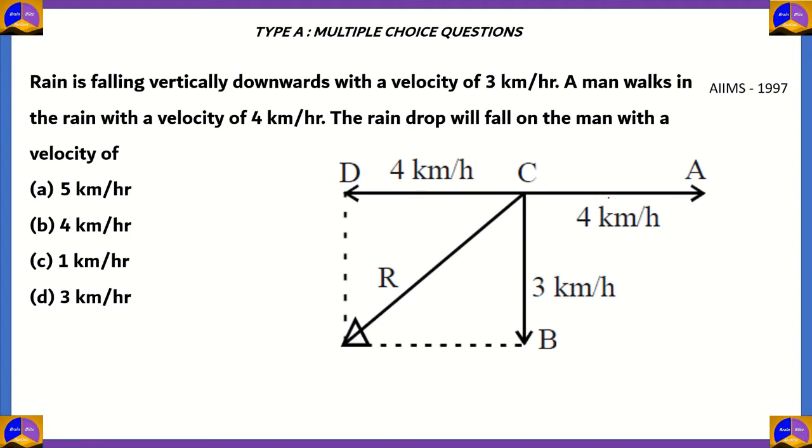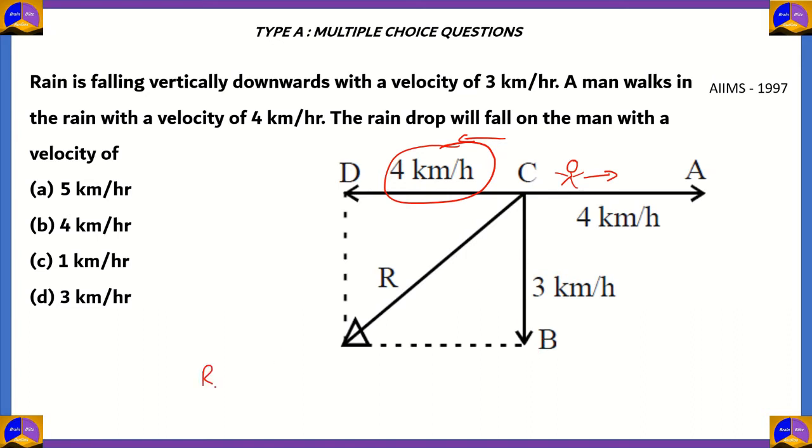Now, in order to find relative velocity, we subtract the same amount of velocity in the opposite direction. So we take the same amount of velocity in the opposite direction. Since the man moves in the direction CA, the relative velocity of the rain will be in the direction of CD. As you can see, CD is 4 kilometers per hour, CB is 3 kilometers per hour.